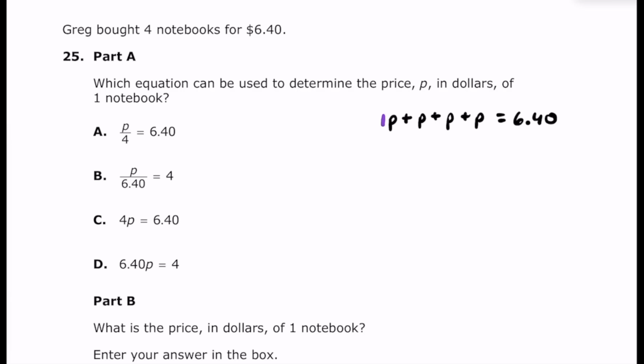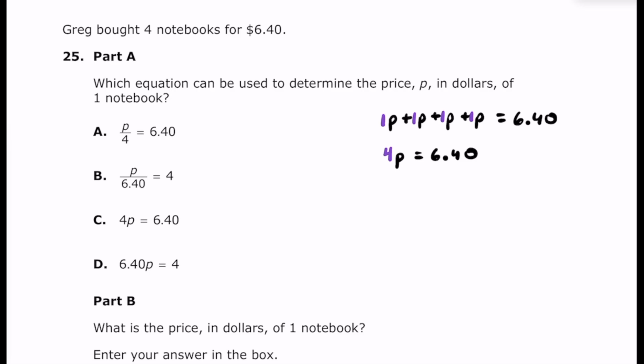Now keep in mind that this is the price of one notebook plus the price of one notebook plus the price of one notebook plus the price of one notebook. There's always an invisible coefficient of 1 in front, just because 1 times anything stays the same. But if you combine all these together, you can add all the ones together and say that 4 of these prices of notebooks is going to be $6.40.